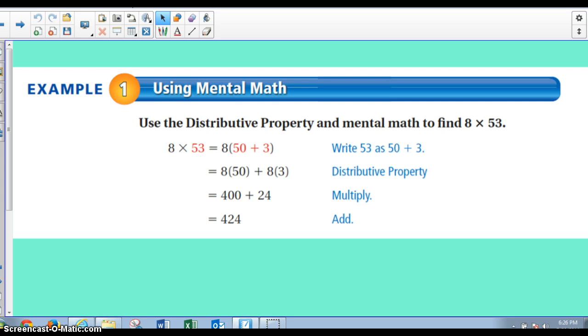Example 1. Use the distributive property and mental math to find 8 times 53. So if we do 8 times 50 plus 3, we do 8 times 50, which is 400, plus 8 times 3, which is 24. We could do it in our heads if you can break it down and visualize it, and it's 424. When you take this number or equation and you break it apart like this, it's called the distributive property. And you will have to label it in your work just like all the other problems.